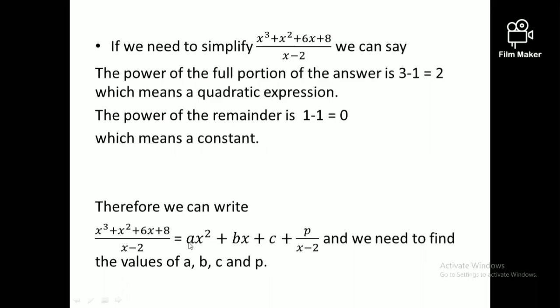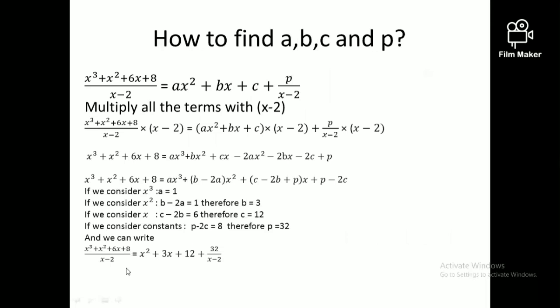What is the quadratic format? We can write ax squared plus bx plus c. We need to find what a, b, and c are, that is later, plus the remainder. What is the power of the remainder? We know the divisor is power 1, therefore the remainder is power 0, just a constant. Therefore, you can write x cubed plus x squared plus 6x plus 8 divided by x minus 2 is ax squared plus bx plus c plus p divided by x minus 2. We need to find a, b, c, and p to get the answer for this algebraic fraction. Let's see how to do that.